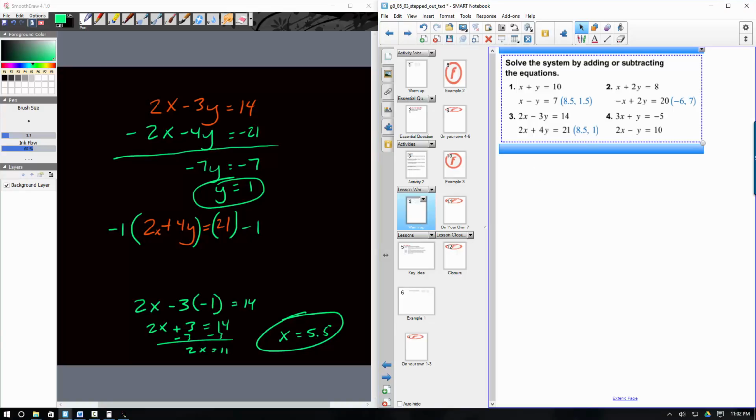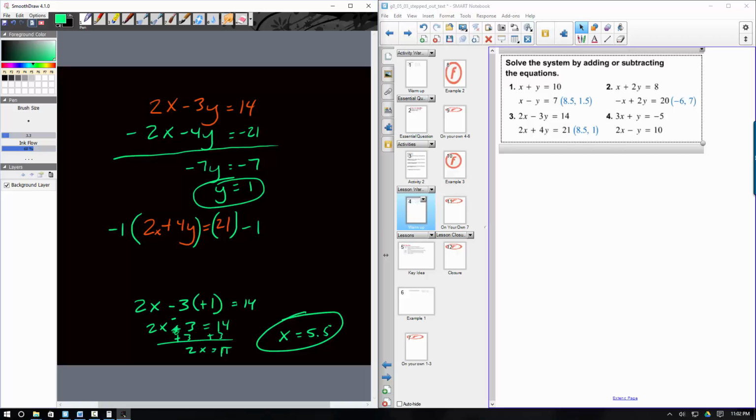I must have done something incorrectly. Let's double check this. So I have positive 3, negative, and I just located my error. So I said y equals 1, not negative 1. So there's my error. And if I do that, I will have a negative 3. And then this would become a positive 3 to both sides, which would be 17, right?